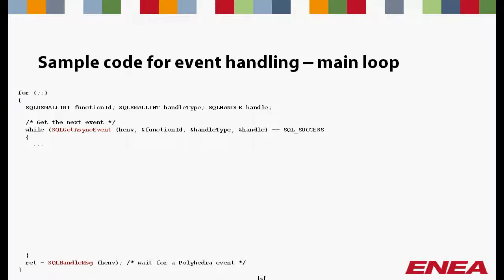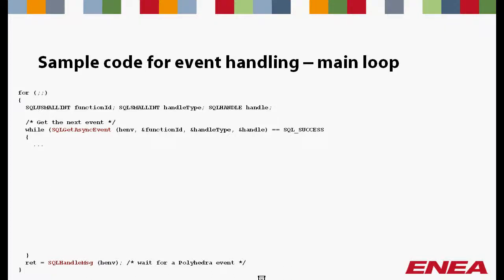And we use a Polyhedra specific function for doing this, getAsyncEvent, with a parameter pointing at the environment handle saying we're interested in global type events. At the very end of the loop, after doing all the processing, which I shall get to in a moment, we wait until more events are generated. So most of the time one hopes that the application will be sitting in this function waiting to be told to continue.